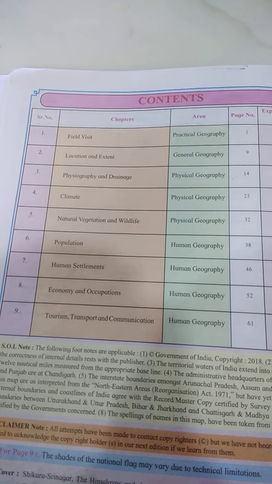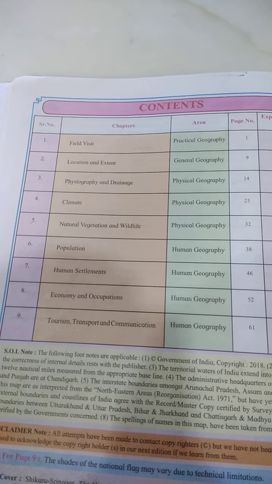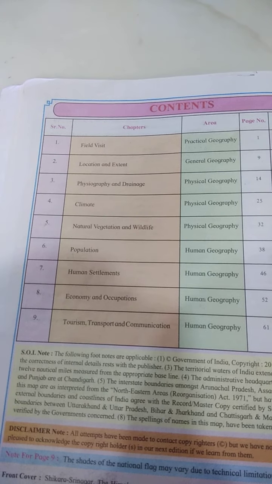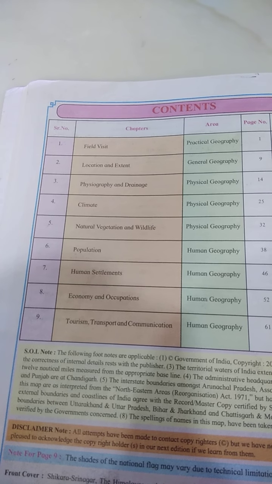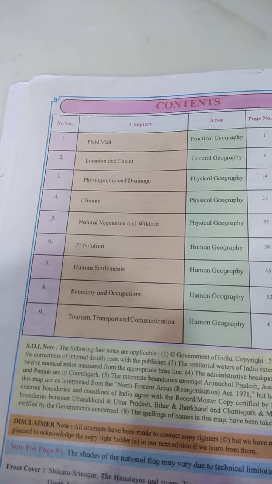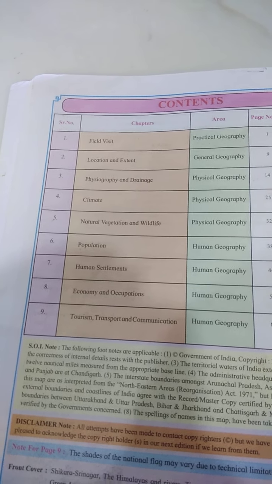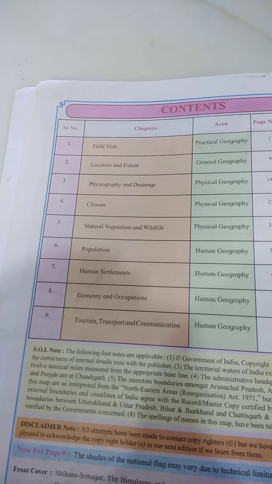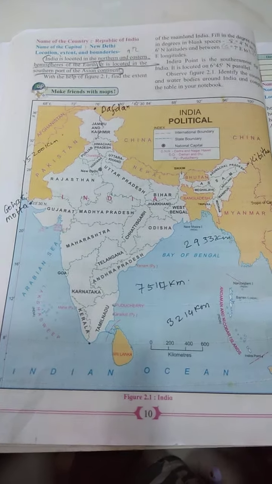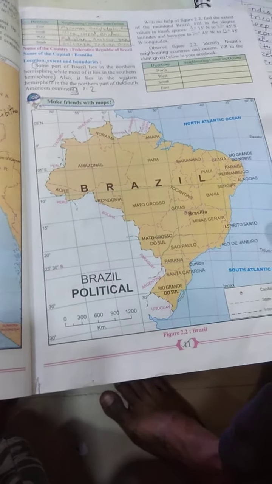In lessons number 2 to 9 you will see location and extent, physiography and drainage, climate, natural vegetation and wildlife, population, human settlement, economy and occupation, tourism, transport and communication. These are the lessons which you are going to study, and we are going to study the differences between Brazil and India. So we are going to study India and Brazil. So lesson number 2, location and extent.